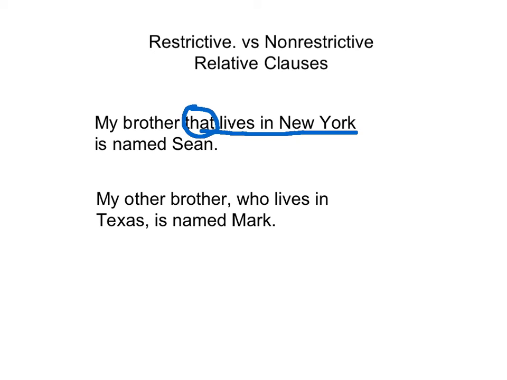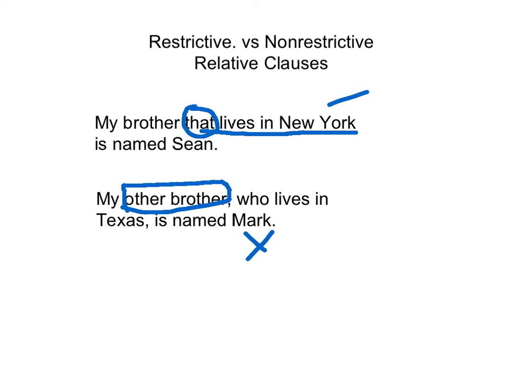In the sentence below, we have a non-restrictive relative clause. My other brother, who lives in Texas, is named Mark. Now, because it says my other brother, you know that I have more than one brother. I have one brother and I have one other brother. We know that one of the brothers lives in New York, and so now this second brother, it doesn't really matter where he lives. The other brother's named Mark. You don't need to know where he lives to define that he's another brother.